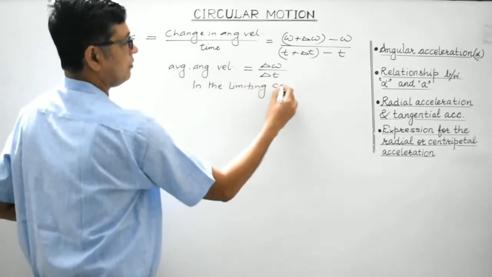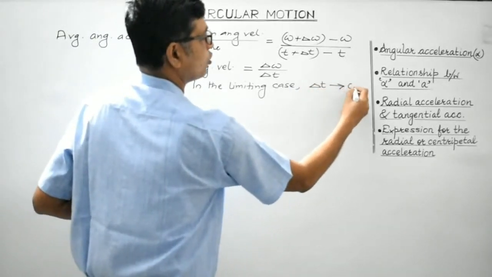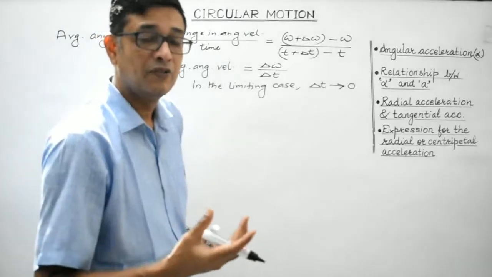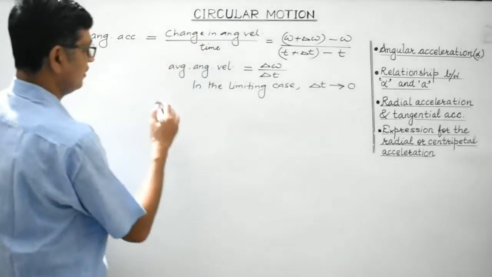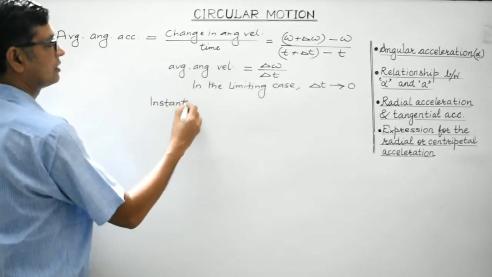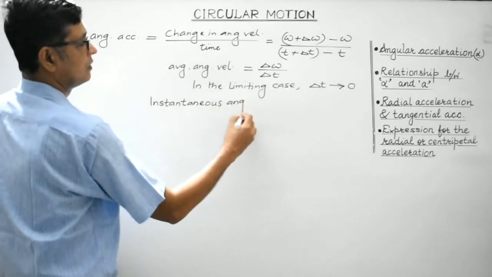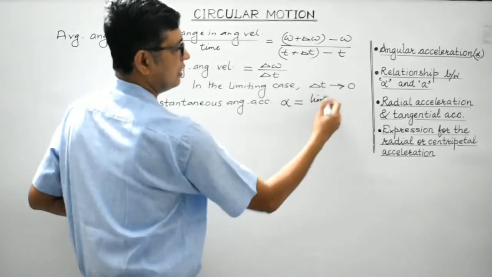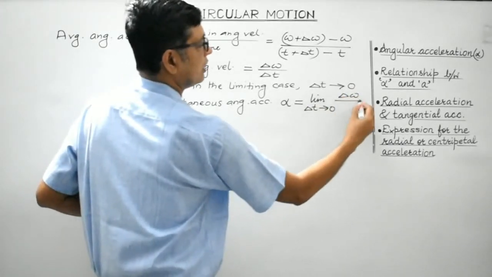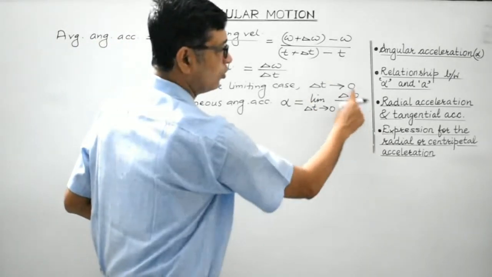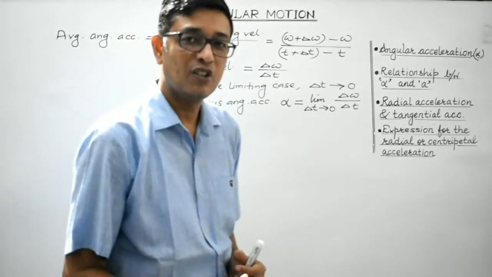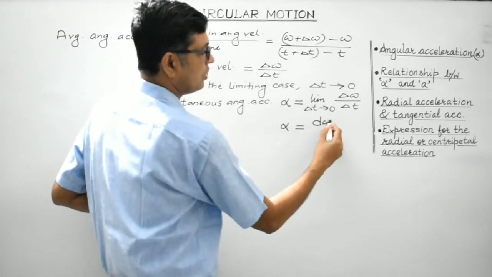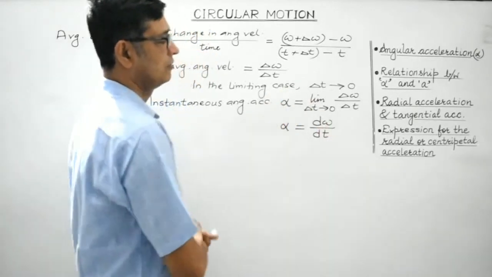Now students, in the limiting case, we consider del t to be approaching 0. Del t approaches 0. In such a case, it goes from average angular acceleration to instantaneous angular acceleration. So instantaneous angular acceleration, represented by alpha, would be given by the limit del t approaches 0 of del omega divided by del t. And students, you are aware, this in calculus is actually the differentiation of angular velocity with respect to time, right? So angular acceleration is the time rate of change of the angular velocity of the body. So this is the result.